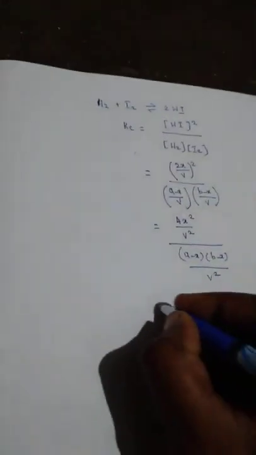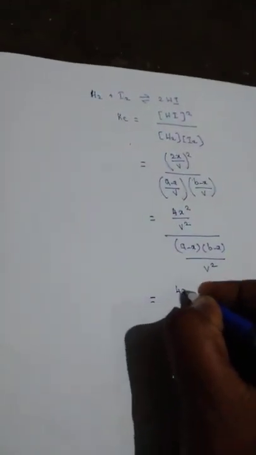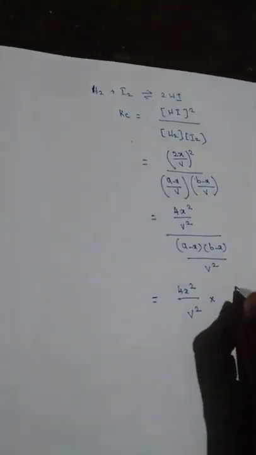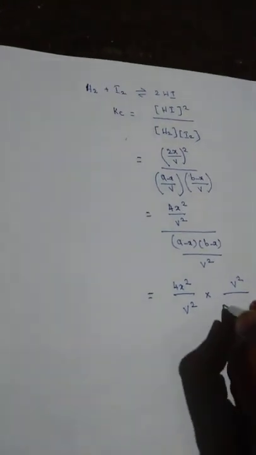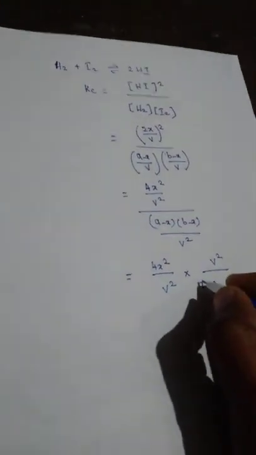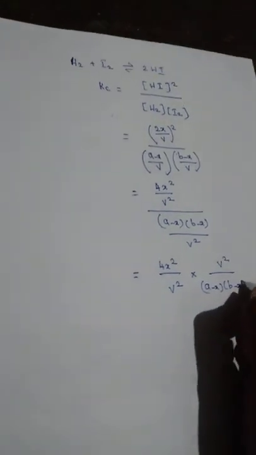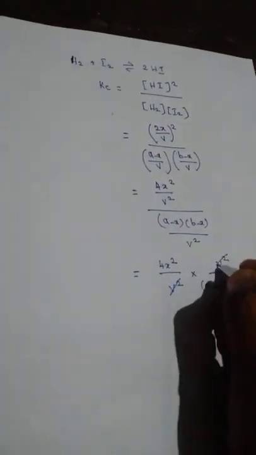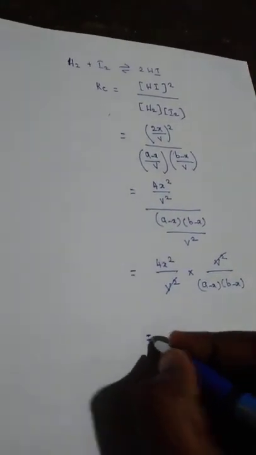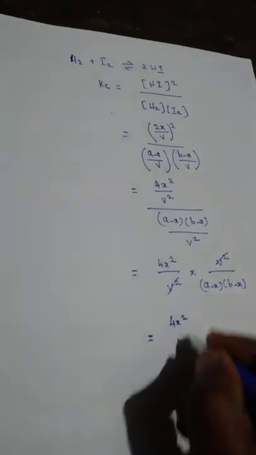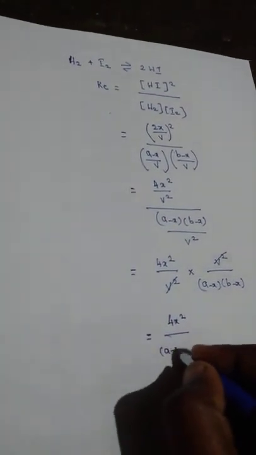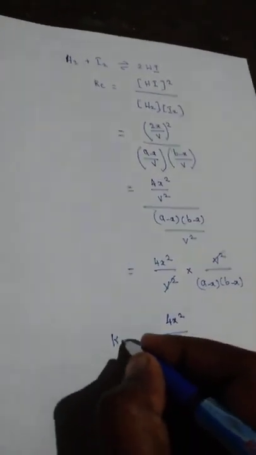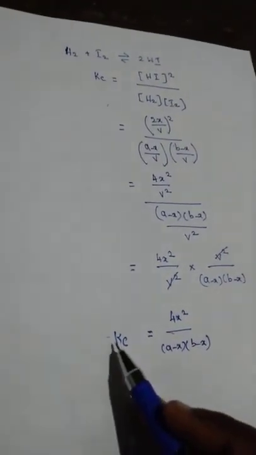Then next continuously you can write the next step: 4x squared divided by v squared, into v squared divided by (a minus x) into (b minus x). Then you can cancel this v squared and v squared. So your answer is 4x squared divided by (a minus x) into (b minus x). This is the formula for Kc, the equilibrium constant Kc.